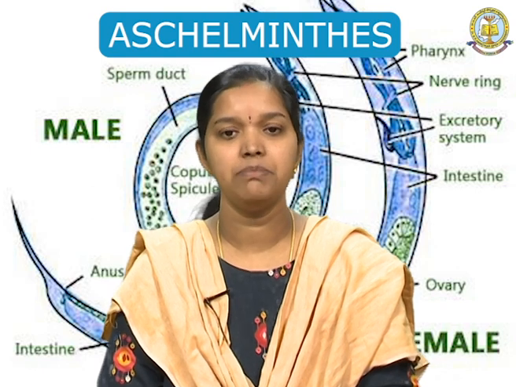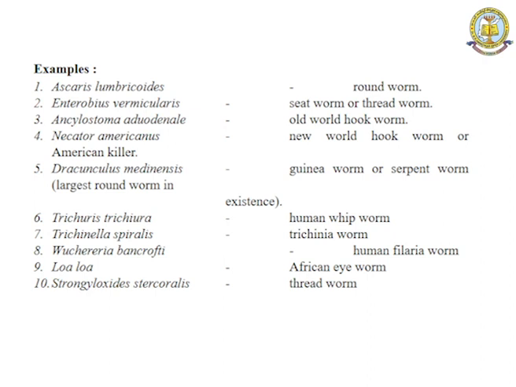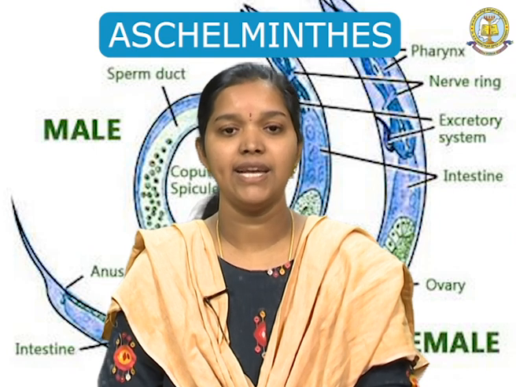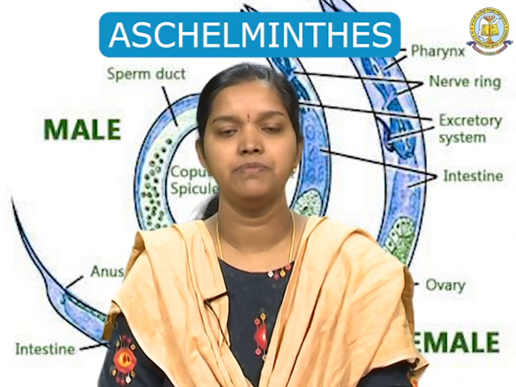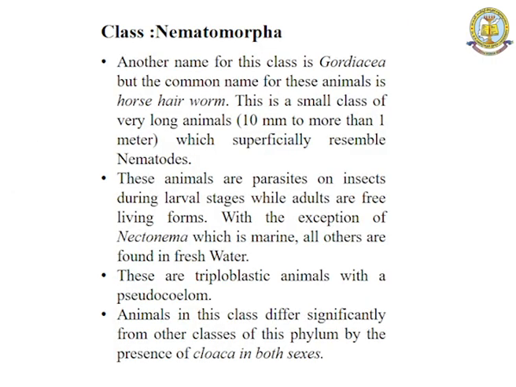So, the examples are Ascaris lumbricoides, which is roundworm, and here is the list of various organisms which belong to this class. Then the second class is Nematomorpha. Its another name is Gordiaceae, and the other common name is horsehair worm. So, it's a small class of very long animals.